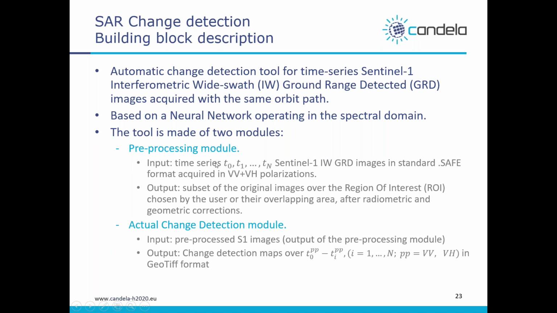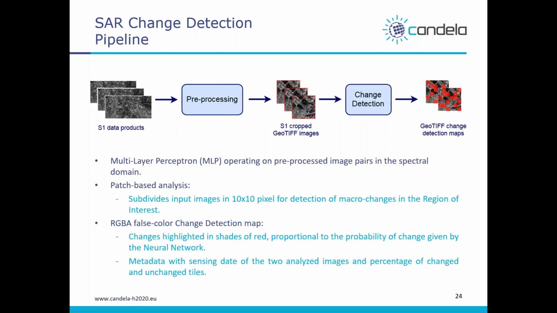The user can either input a region of interest as latitude and longitude of the interested area, or leave the preprocessing module to detect the overlapping area between the selected products and extract it automatically. Then we have the actual change detection module, which takes the results of the preprocessing and performs change detection on the time series pair, saving the output in GeoTIFF formats again. Here is a representation of the pipeline.